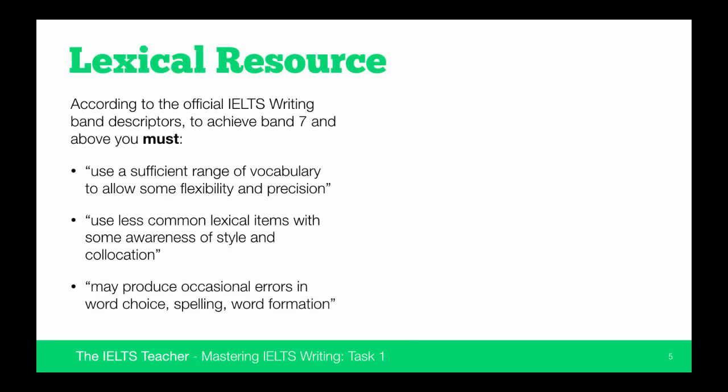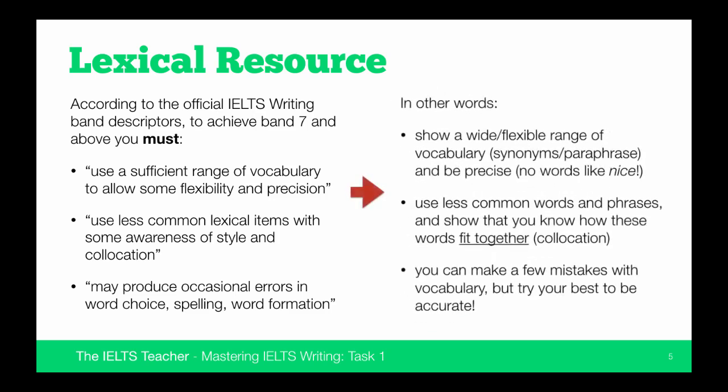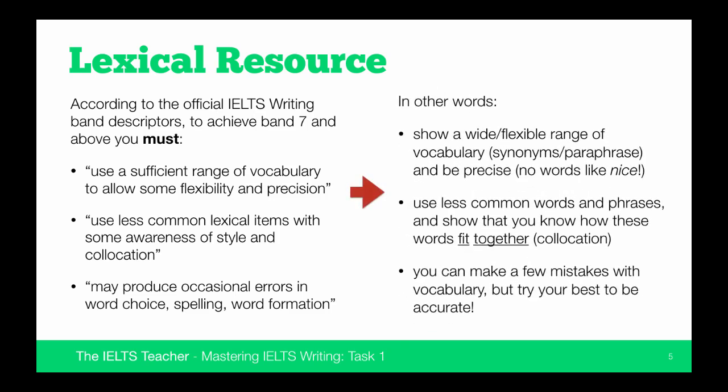As for lexical resource, which is about vocabulary, to achieve band 7 and above, you must use a sufficient range of vocabulary to allow some flexibility and precision, use less common lexical items with some awareness of style and collocation, and you may produce occasional errors in word choice, spelling, or word formation. In other words, you need to show a wide or flexible range of vocabulary, basically trying to use synonyms and trying to paraphrase, as well as being precise.